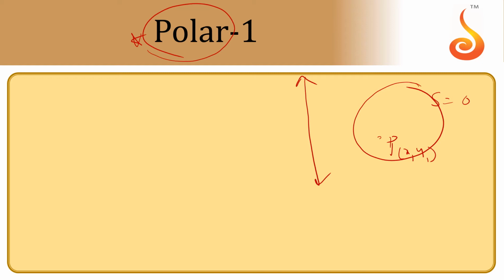But one thing you remember: this polar, if P lies on the circle, should become the tangent. If P lies outside, the same polar should become the chord of contact. So the polar is defined very carefully. So how is the polar defined?